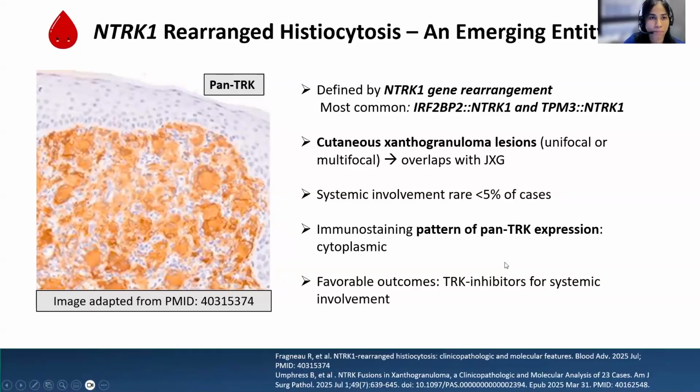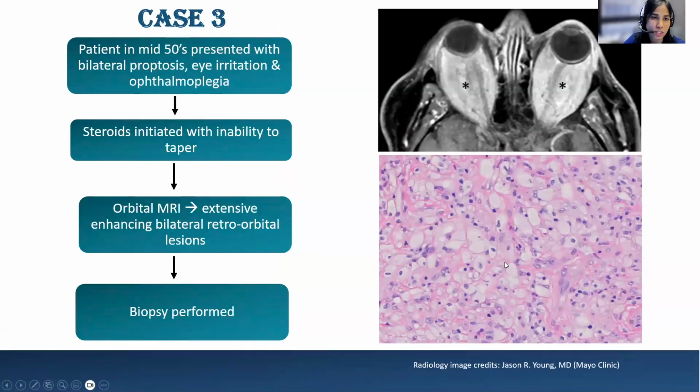So case number 3, this is a patient in mid-50s presenting with bilateral proptosis, eye irritation, and ophthalmoplegia. And you can see this bilateral intraconal involvement by some of this infiltrative disease. The patient was initially started on steroids, but did not really respond well. So subsequently, an orbital biopsy was done.